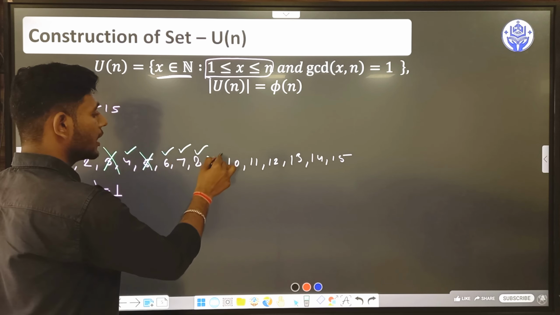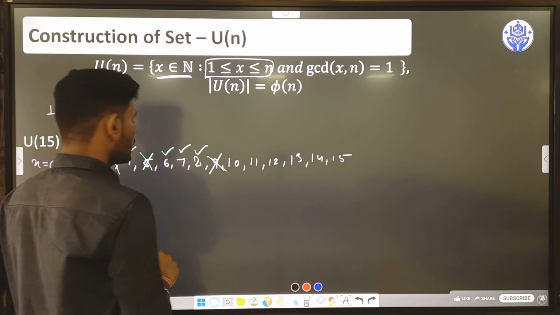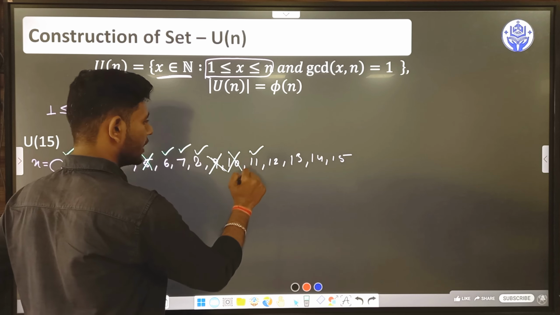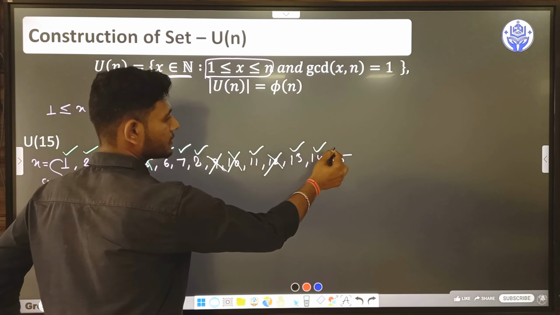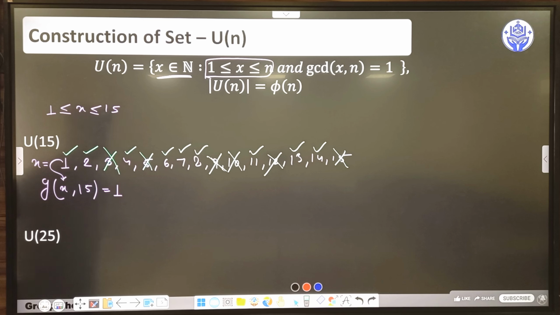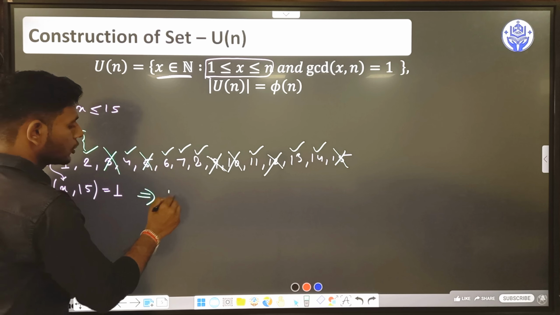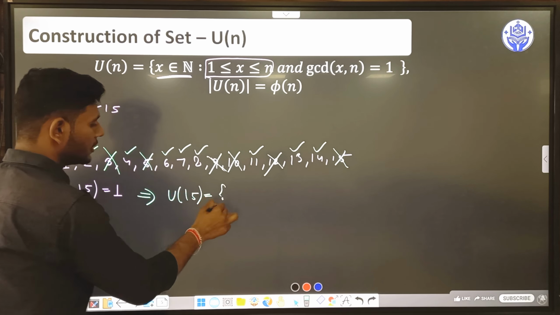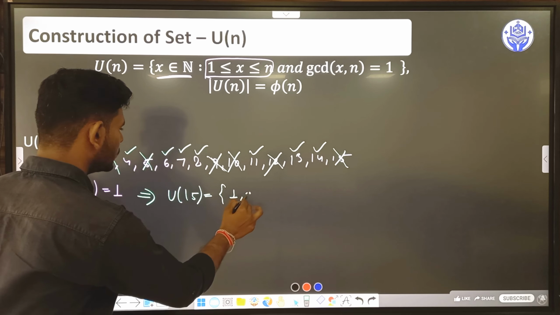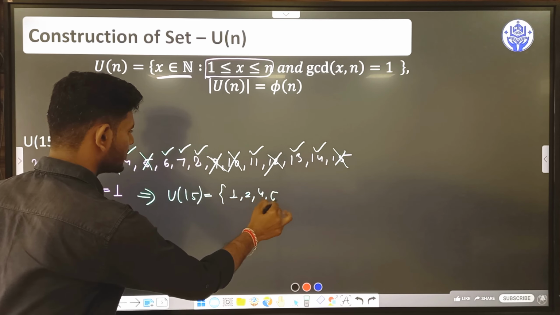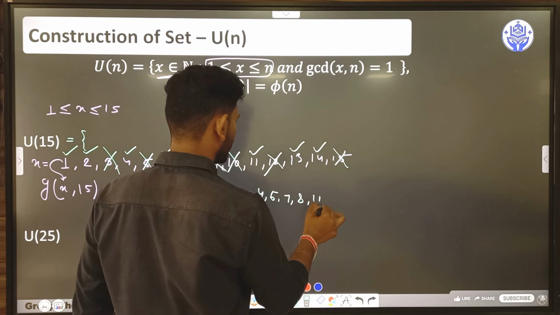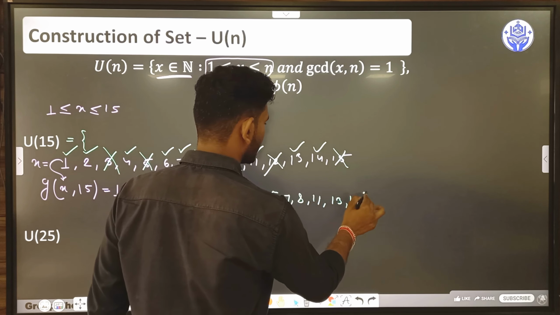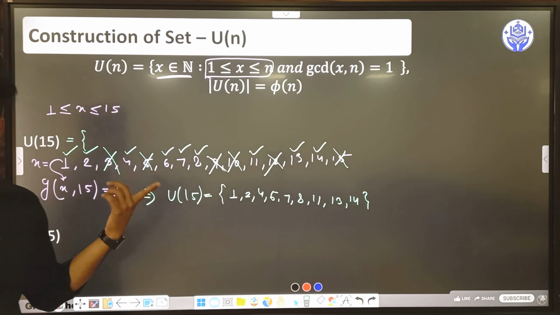Both are divisible by 3. 10 can't be, yeah. 11, yes. This can't be. This 14, yes. This can't be. So what are the elements in the set? U15 is 1, 2, 4, 6, 7, 8, 11, 13, 14. So this is the U15.